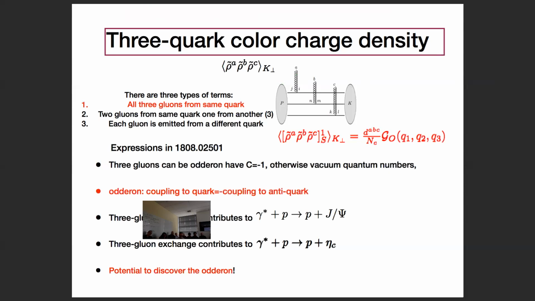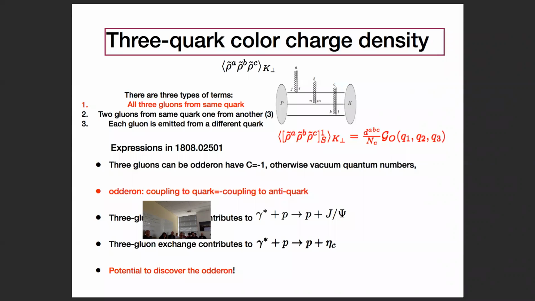So this has a symmetric component which goes as the anti-commutative thing built out of d^{abc} over N_c, and we call that the odderon form factor. And the three gluons can be an odderon. They have charge conjugation -1. That is, when these three gluons couple to the Q Q-bar on the top, switching the quark and the anti-quark at the top gives you a minus sign. So that's known as the odderon.